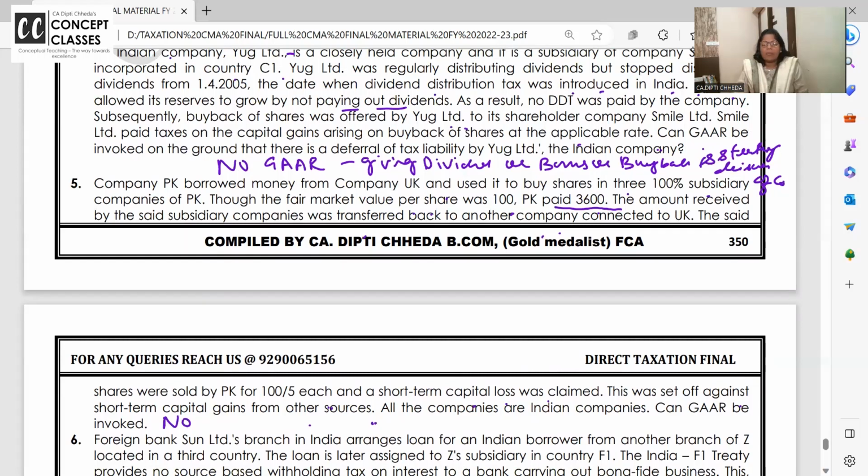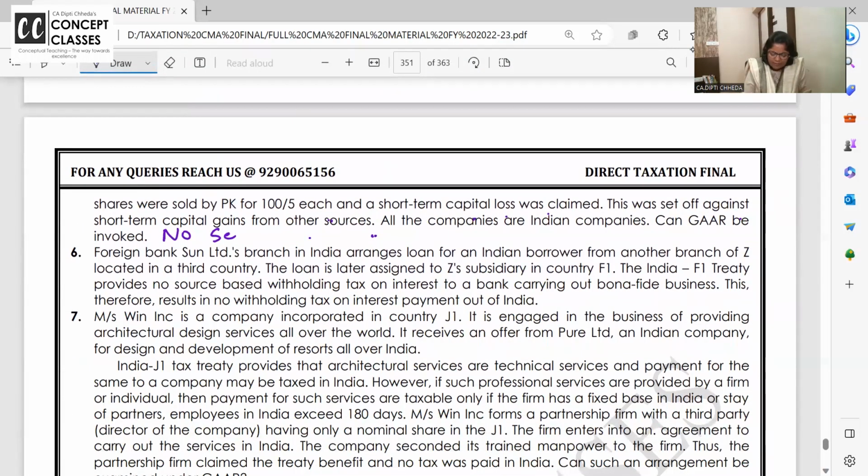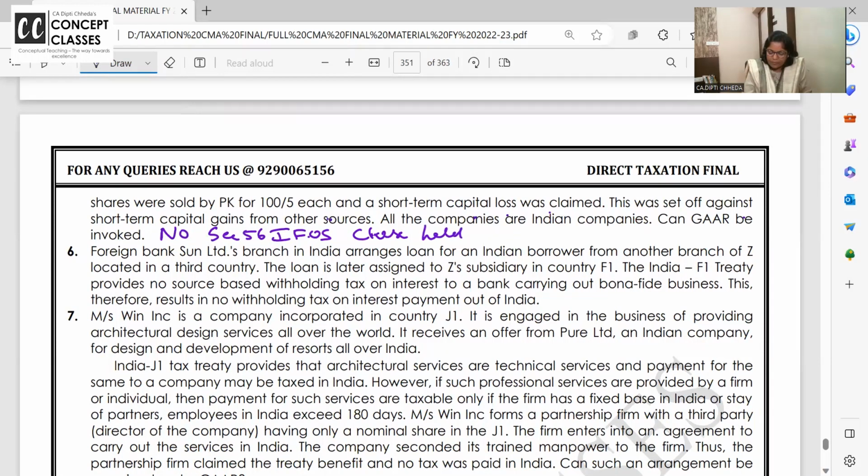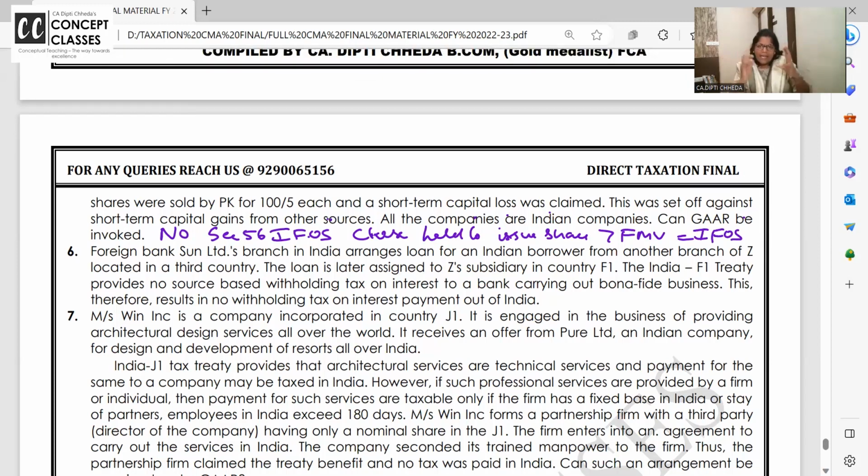तो closely held companies go to section 56, income from other sources. If closely held companies issue shares at greater than FMV, it will be treated as income from other sources. बात समझ में आ रही है? Closely held company issuing shares of 100 each at 3,600. Then whatever is over and above the fair market value will be treated as income from other sources. This is there in your income from other sources.